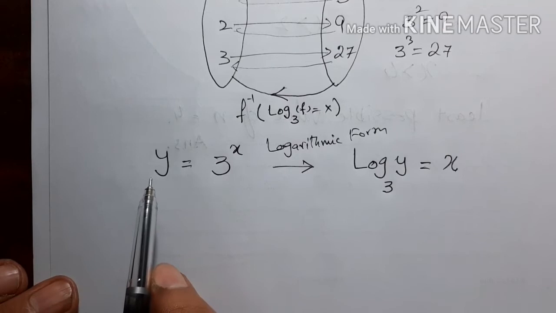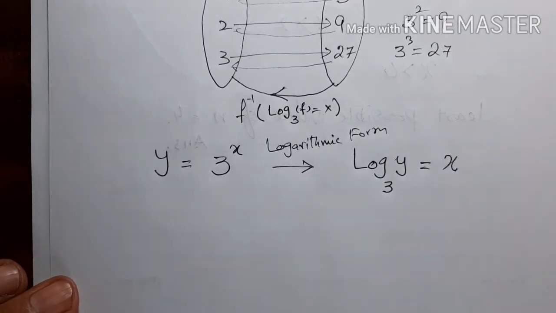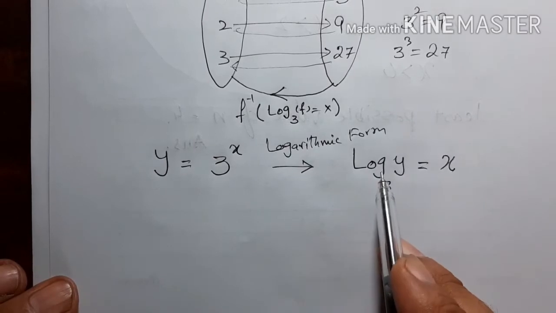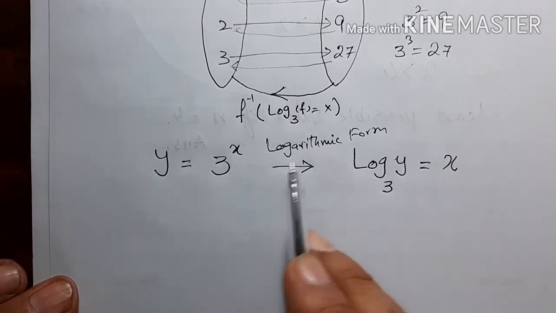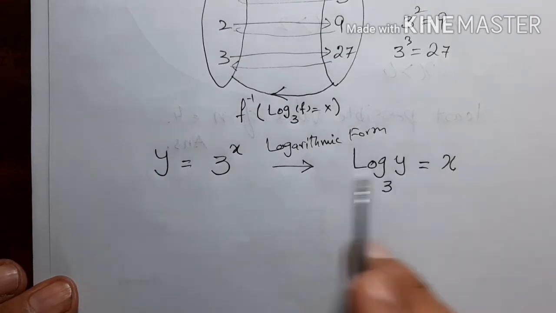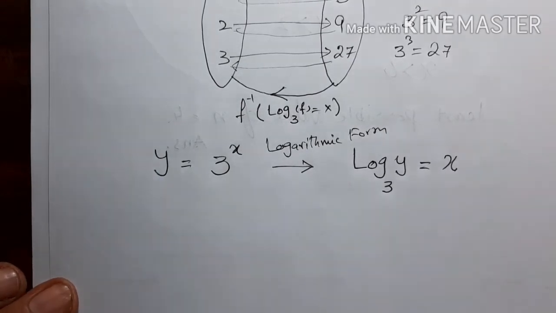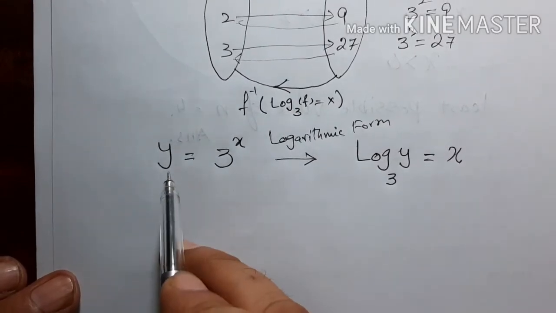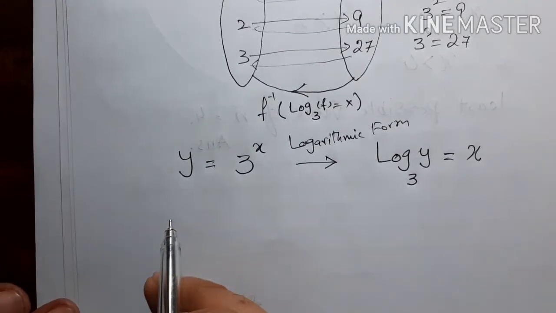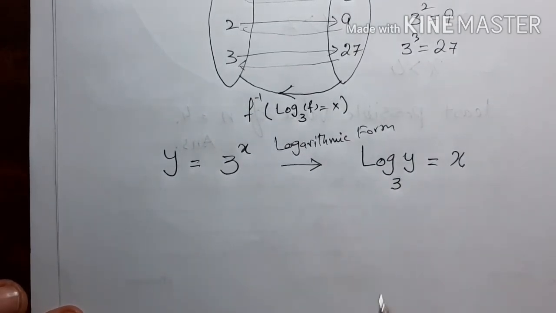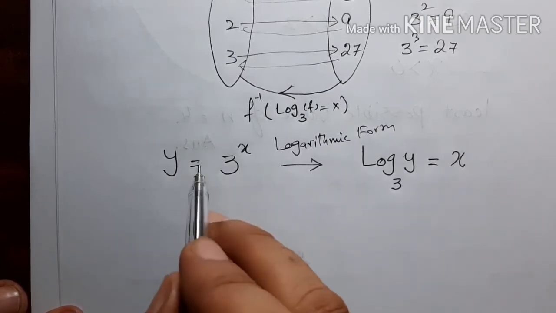Again, I'm going to repeat. I will write log with the single term, then y, then the base, and then x. This is the method of writing a logarithmic form from exponential form. So any number can be the base of log, but there are some specific bases.